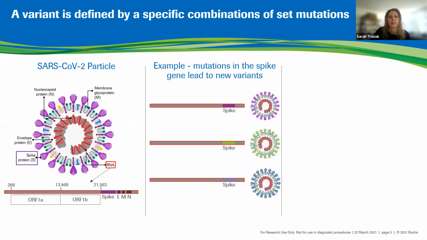So if you have new viral variants with mutations in the spike gene, this can lead to those new viral variants. We see accumulated mutations in the spike gene in some of the new emerging variants of SARS-CoV-2, including the UK variant and the South African variant.